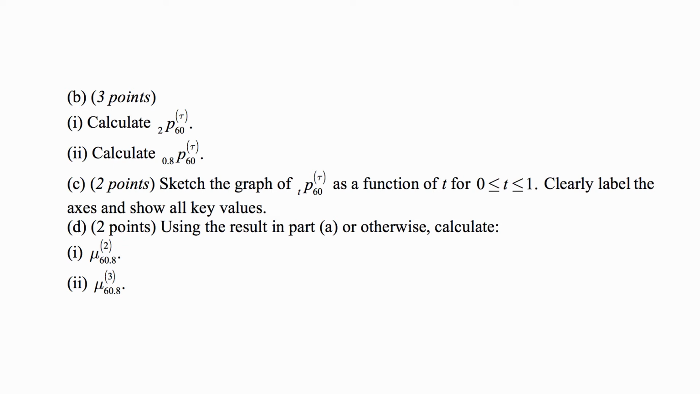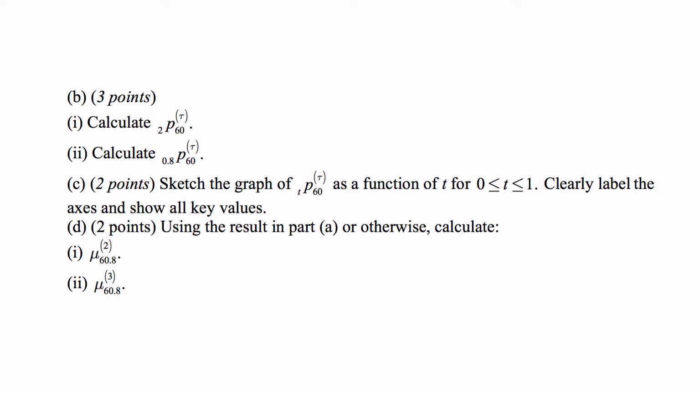For part B, part 1, calculate 2 p 60 upper tau, so the probability of survival from all decrements over 2 years, for a 60-year-old, and then the same over 0.8 years for a 60-year-old. C, sketch the graph of t p 60 upper tau as a function of t for t between 0 and 1. Clearly label the axis and show all key values.